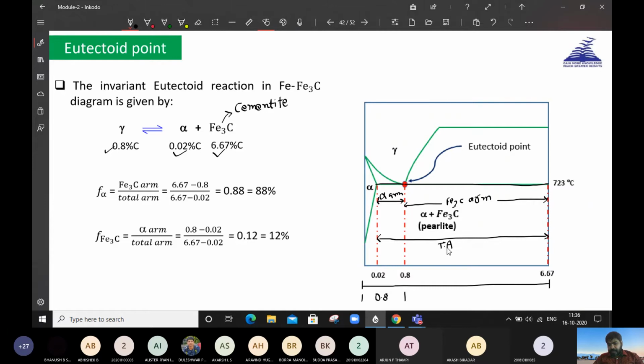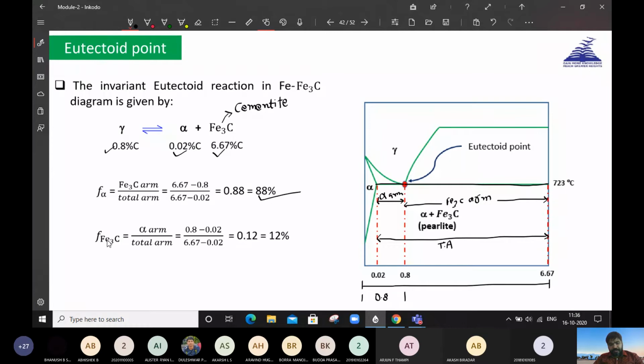Okay, so this total arm is nothing but 6.67 minus 0.02, because total distance minus this distance will give you the total arm. When you solve this, it will come 0.88. Multiply with 100, you will get 88% of alpha at this point.